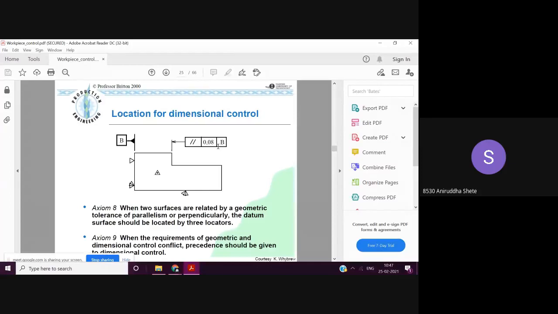Sir, Axiom 8: when two surfaces are related by geometric parallelism, the datum surface should be located by three locators.